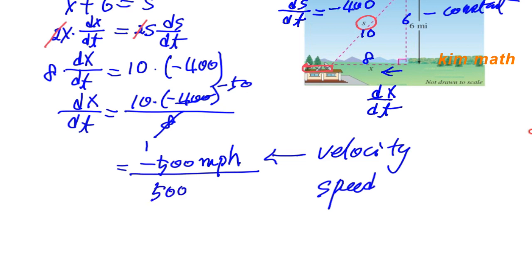Okay, again, this is the velocity, considering the direction also. But I remember the question asks us for the speed. In speed, we don't need to worry about the direction. So the absolute value of velocity will be the speed. So 500 miles per hour will be the speed of the airplane at that moment.